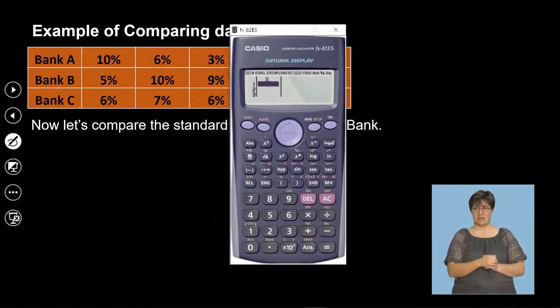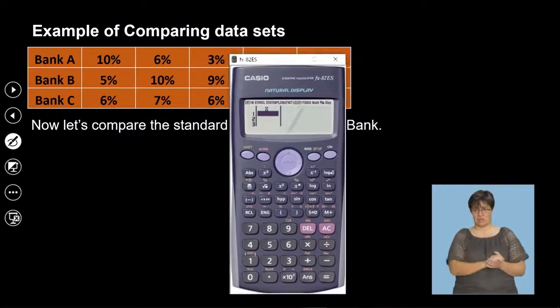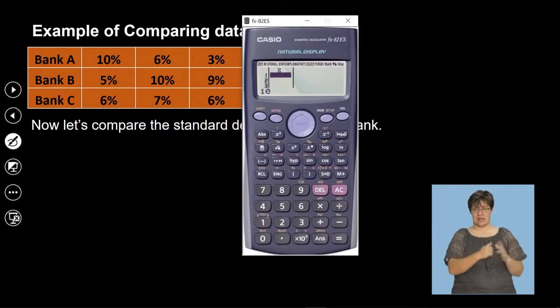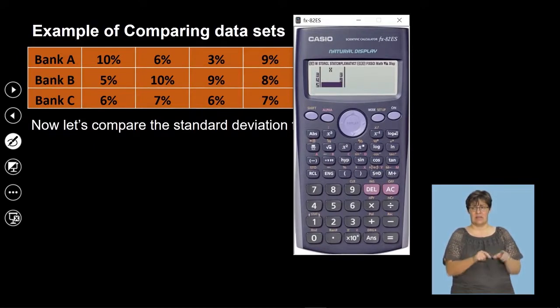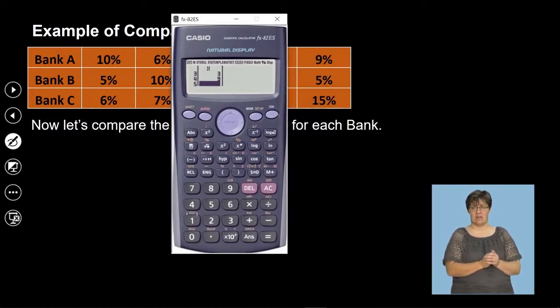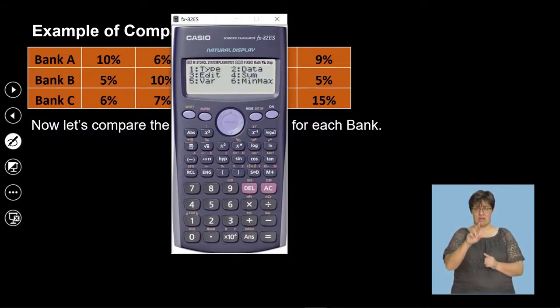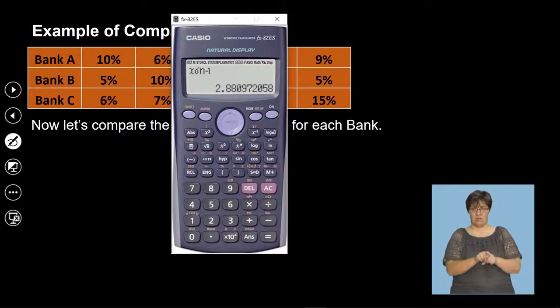Then we insert the data. We're going to put bank A, which is 10, equal, 6, 3, equal, then 9, equal, then another 9 again, equal. Then we're going to say AC, shift 1. Then we go to var, which is 5, equal. Then we select 4, which is equal. That is our standard deviation. That's how we calculate standard deviation.